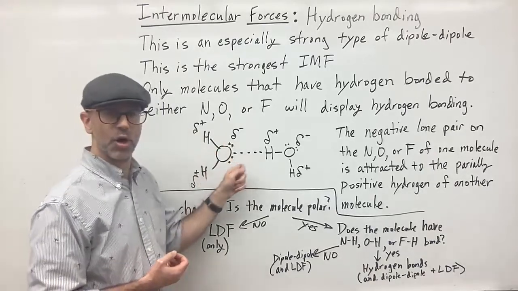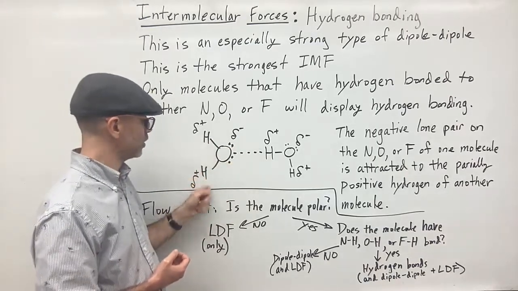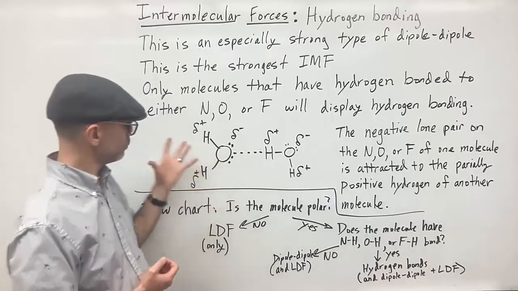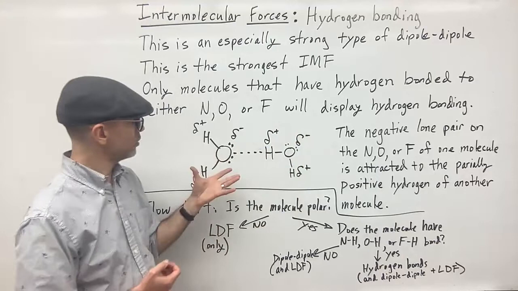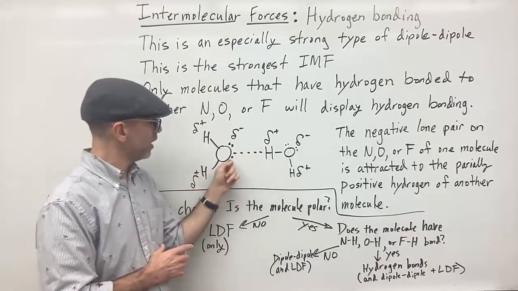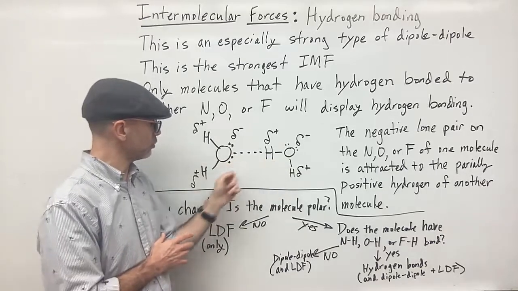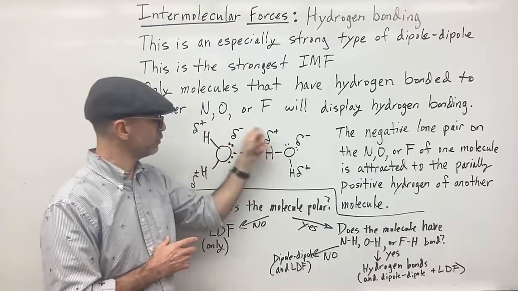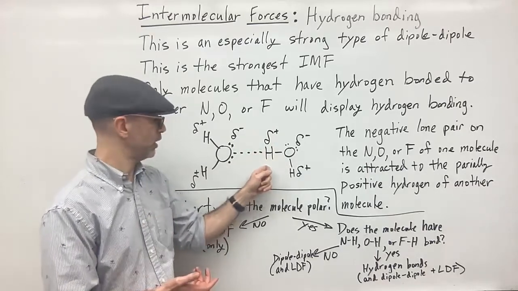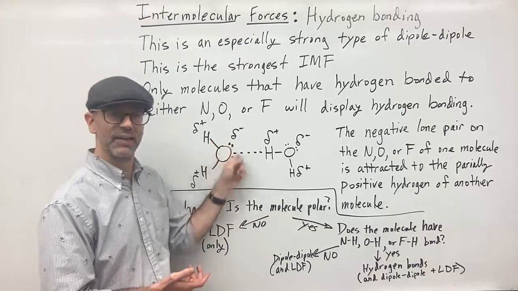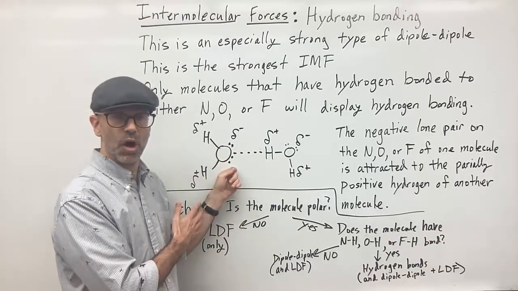So you're getting a partial negative charge on the oxygen, and you're getting a partial positive charge on the hydrogens. And so the same thing with this molecule as well. So what that's going to do is it creates a dipole-dipole interaction between neighboring molecules. So the partial positive hydrogen on one water molecule is going to be attracted to the negative lone pairs on the oxygen of another water molecule.